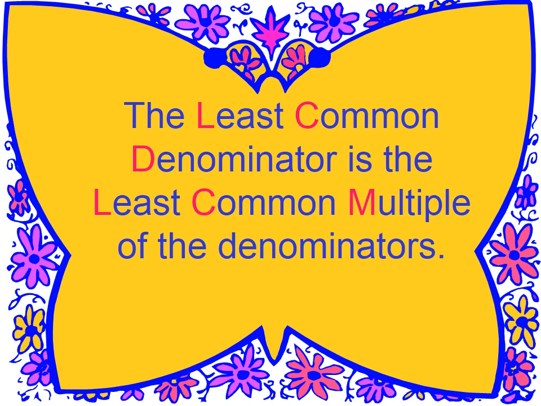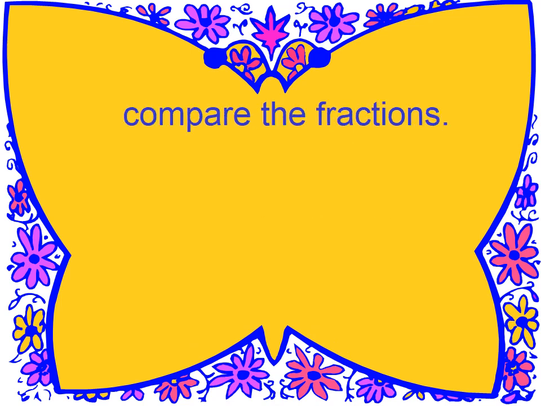Now the second way. The first way was drawing, the second way uses the least common denominator. The least common denominator is the least common multiple. What do we mean by that? Let's practice. We want to compare these two fractions. First one 3 out of 4. Second one 5 out of 6. The same fractions we compared using drawing. Now we want to use the least common denominator to see whether the answer will be the same or not.